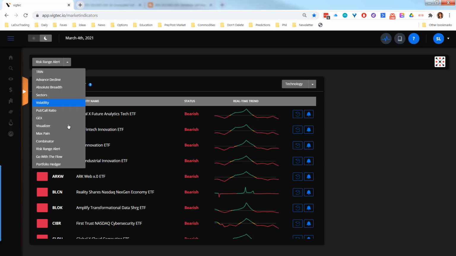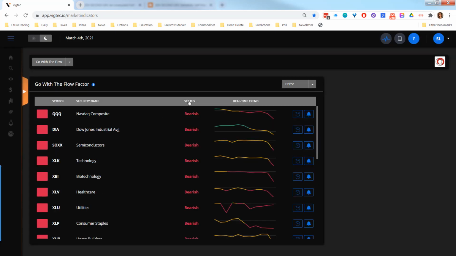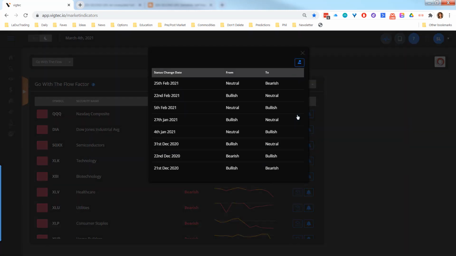Then you can also do the same thing with go with the flow, and you can see that it hasn't really been as dramatic in SPY, but NASDAQ has definitely triggered. The time frame is from the 18th of February until the 4th of March. So this is a real-time trend. Then you can go in and actually pull up the history of alerts, and you can see back to December, for example, when it triggered bearish, bullish, or neutral. This is only going to timestamp those changes in status.